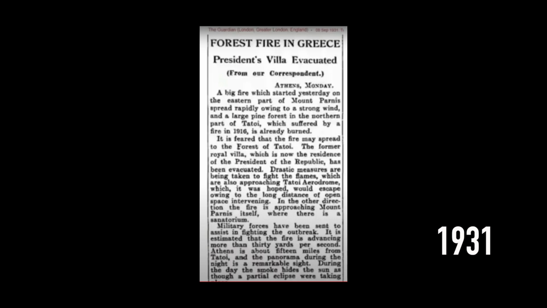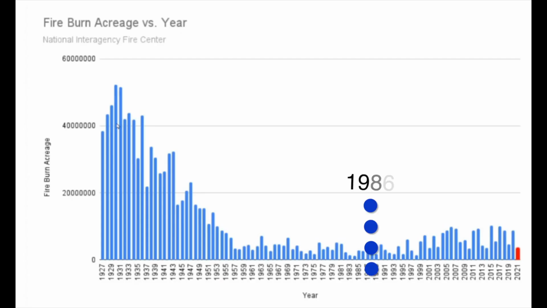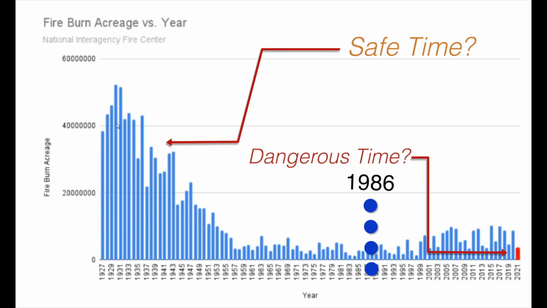So now let's look at a country who kept very good records of the amount of acreage burned by forest fires, America. This is a graph of the burn acreage lost to forest fires in America since 1927. And as you can see, in the 1930s and 40s, far, far higher than it is today. In fact, that little red bar at the end is the burnt acreage so far this year.